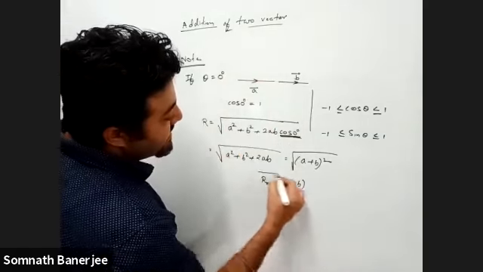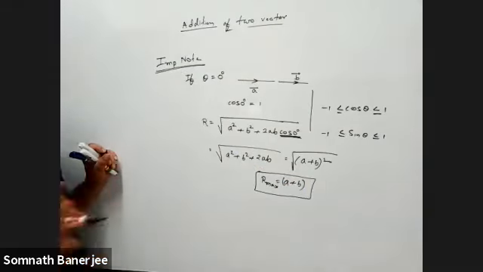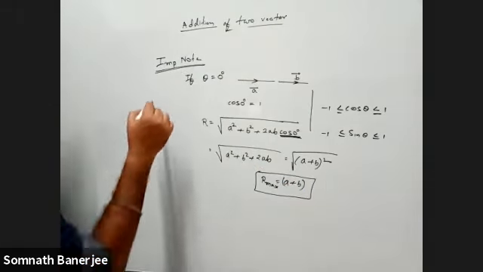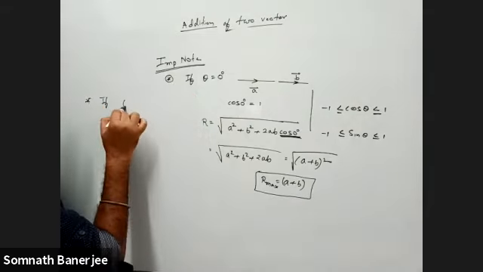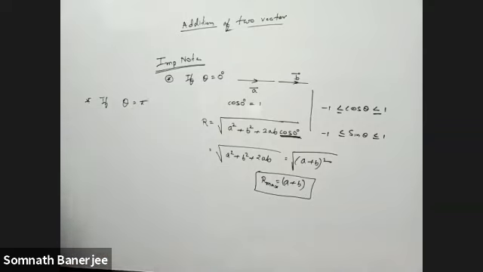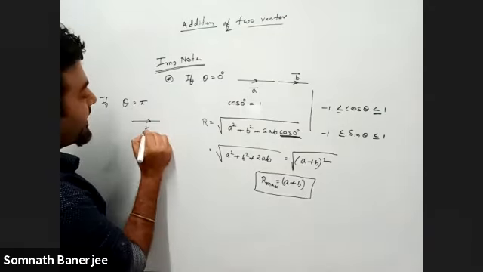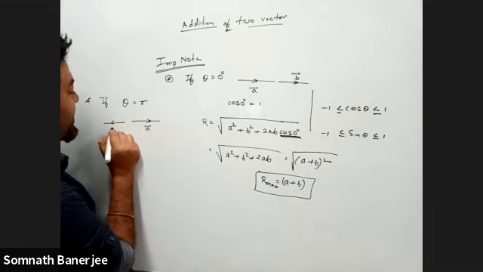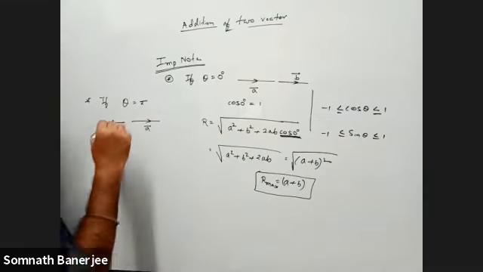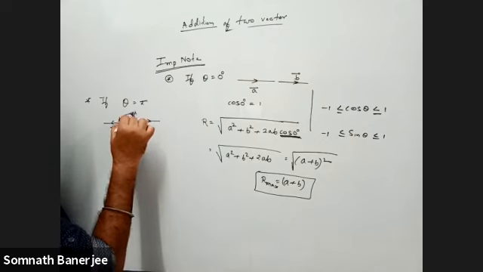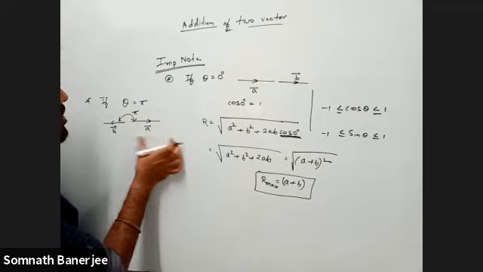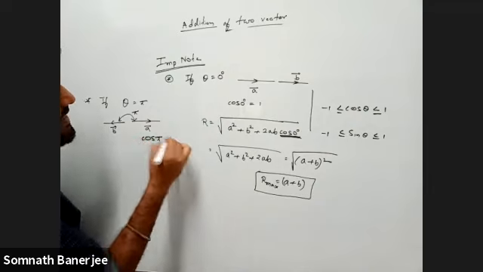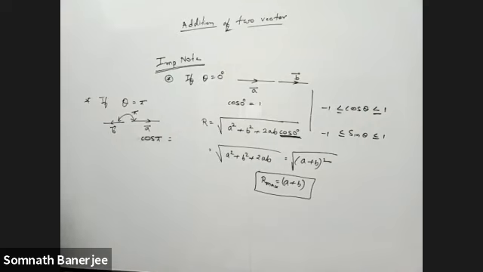So what is the maximum value of two vectors? Simple, add them. And the second point, if theta is 180 degree, what do you mean by 180 degree? Vector A and vector B are in opposite direction. If vector A and vector B are in opposite direction, then cos pi is how much? Minus 1. Excellent. Cos pi is -1.